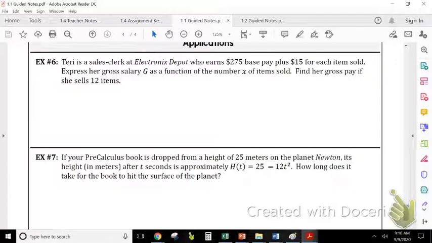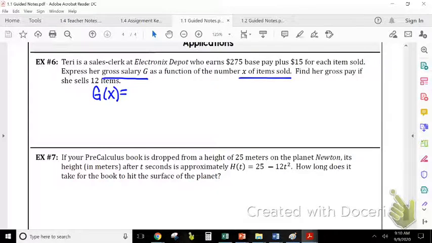So first thing it wants us to do is find the gross salary G as a function of X. That means X is going to be my variable inside. But let's make sure we understand what the variables represent. So G is the gross salary, a function of the number X of items sold. So X is the number of items that is sold, okay?